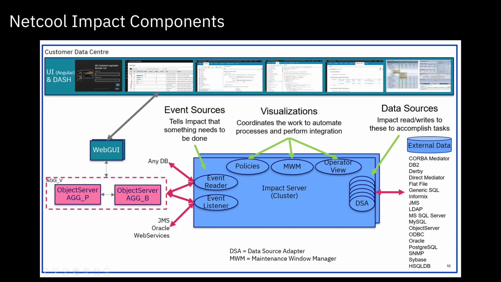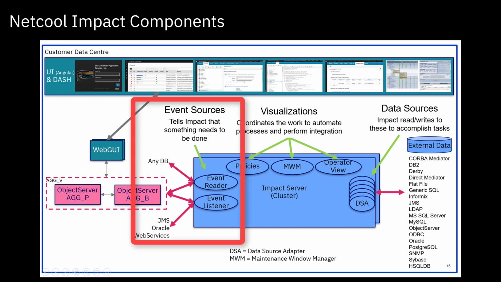If we look a little bit deeper under the hood of an Impact server, it has several components in there. First, of course, it needs to know something has happened. How do we notify the Impact server that something has happened? For that purpose, we have two components. One is the event reader, which is here in the middle, and a little bit below is the event listener. Why do we have two of those?